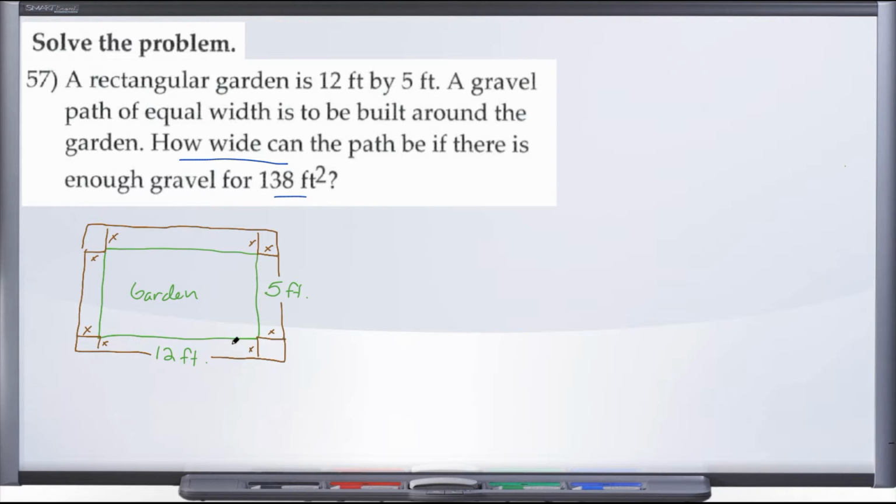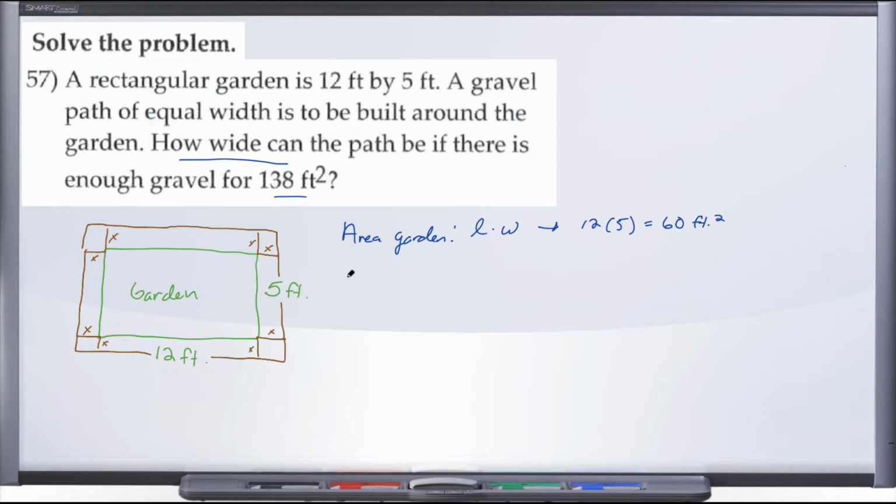So we do have a bit of information here. Right now, we can find the area of just the garden itself, right? Because we have the dimensions of the garden, 12 by 5. So the area of the garden here is, again, this is a rectangle, right? So it's just length times width. And so in this case, the area of the garden is just 12 by 5. So in this case, 60 square feet.